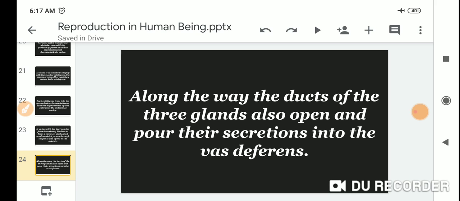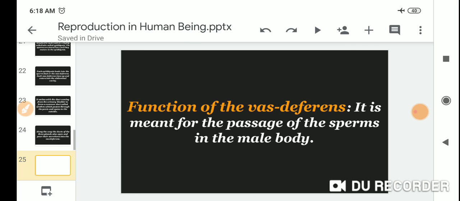Along the way, the ducts of the three glands also open and pour their secretions into the vas deferens.